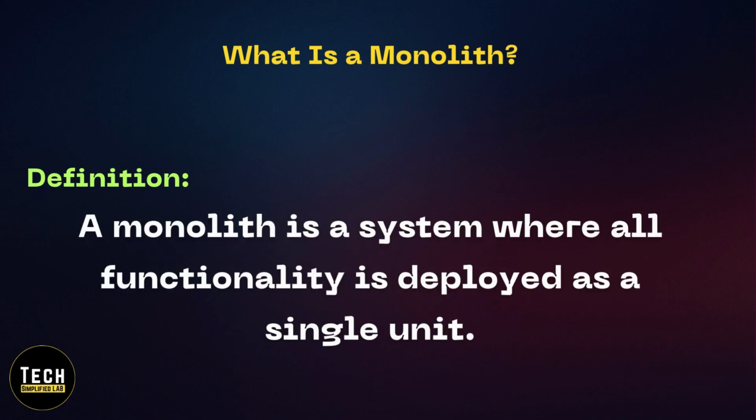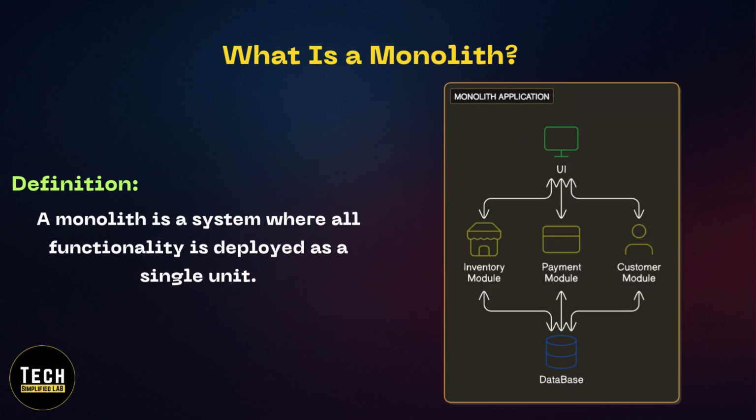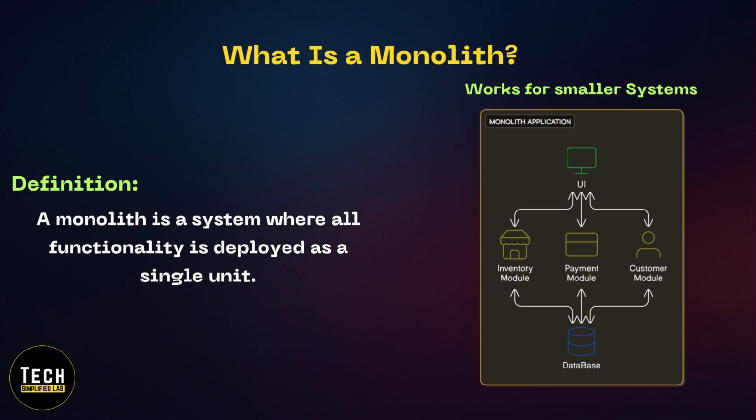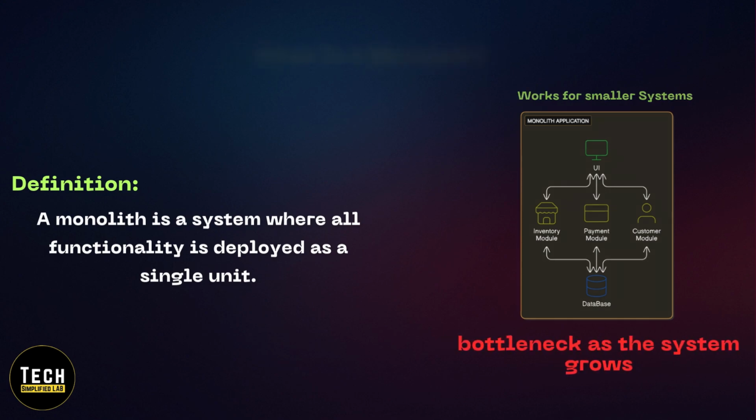A monolith is a system where all functionality is deployed as a single unit. It typically includes the user interface, business logic, and database all tightly coupled together. While this design can work with smaller systems, it often becomes a bottleneck as the system grows.